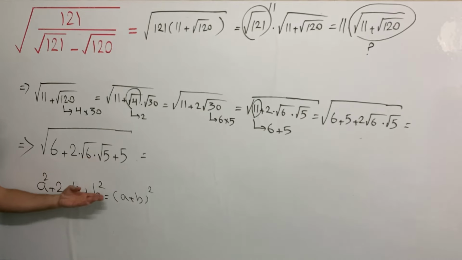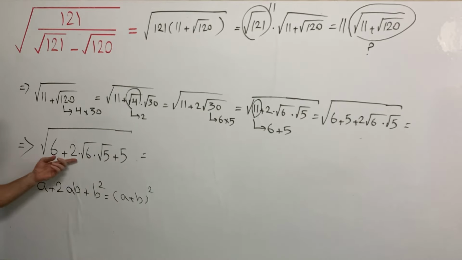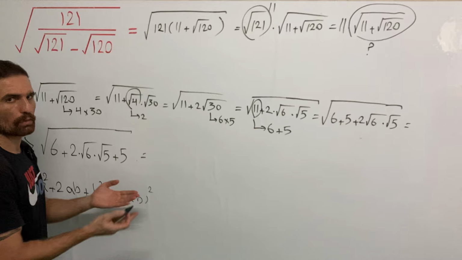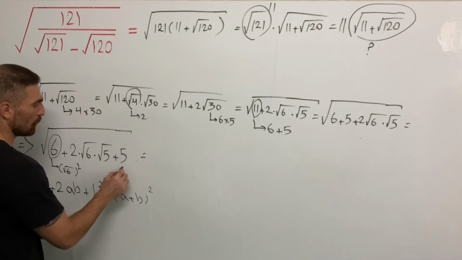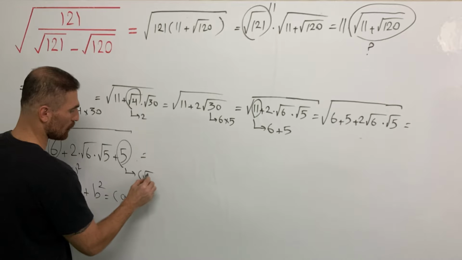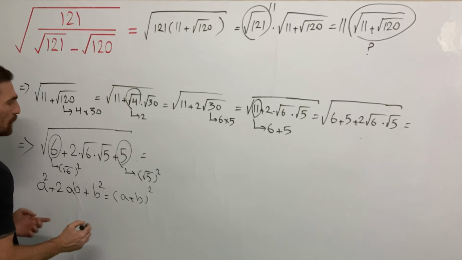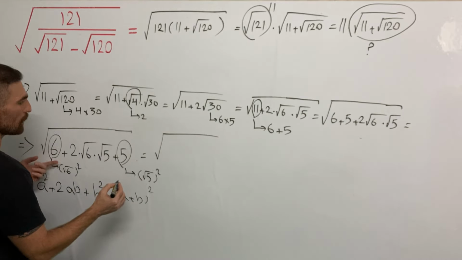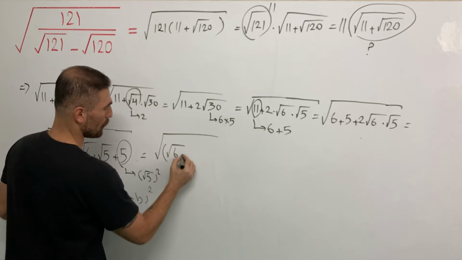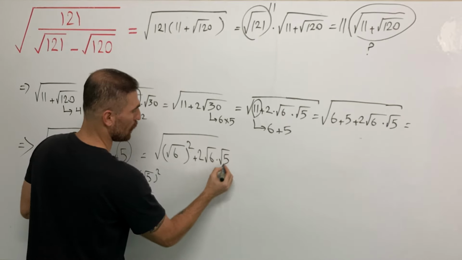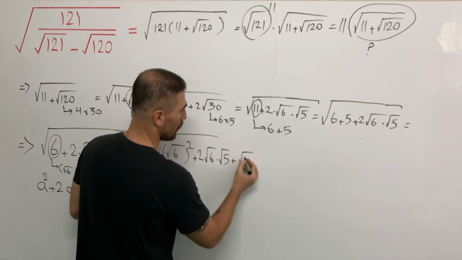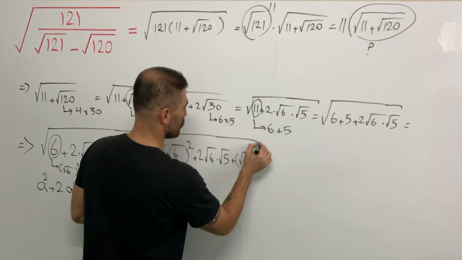Can we rewrite it in this form? Twice the product of the first term and second term, but this is not a perfect square. This is not a perfect square. So what should we do? Right, we can rewrite 6 as the square root of 6 to the power of 2. We can rewrite 5 as the square root of 5 to the power of 2. So it is going to be the square root of 6 to the power of 2 plus twice the square root of 6 times the square root of 5 plus the square root of 5 to the power of 2.